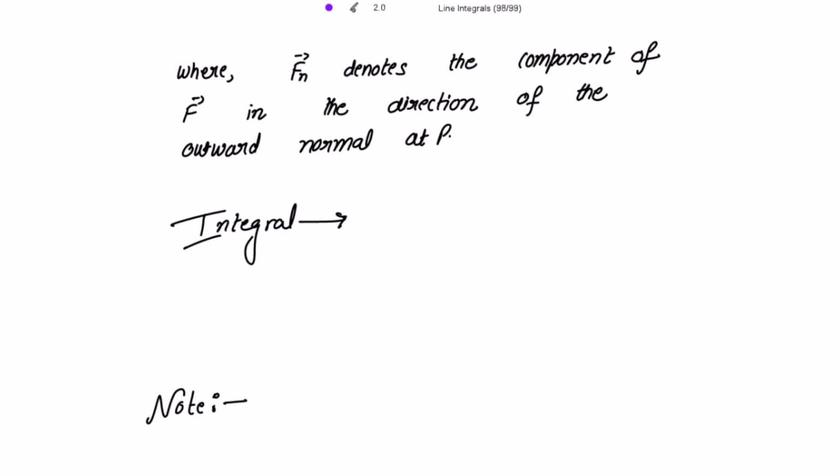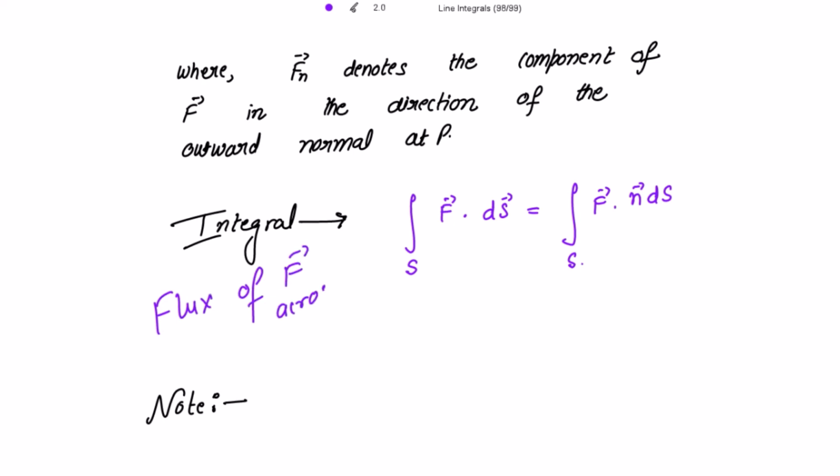So this integral can be written, finally, for flux, as the integral of F vector dot dS vector across S, which is equal to the integral of F vector dot n vector dS across S. This is your integral which is known as the flux of F vector across S. So note, the integral of F vector dot dS vector across S is equal to the integral of F vector dot n vector dS across S.